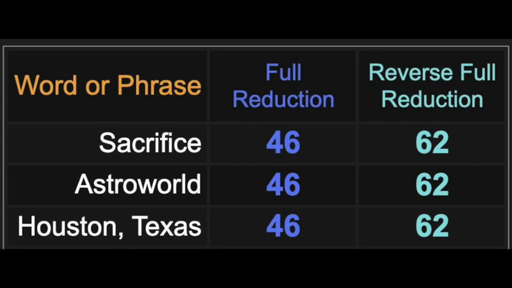Here's some alignments that went on with sacrifice equals 46 and 62. Also Astroworld equals 46 and 62. Houston, Texas equals 46 and 62. Some real alignments right there.